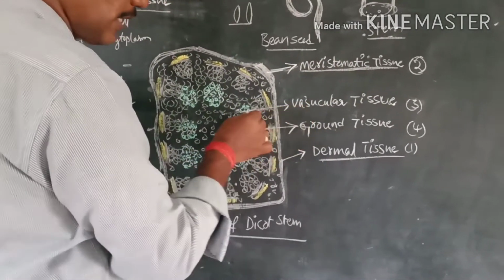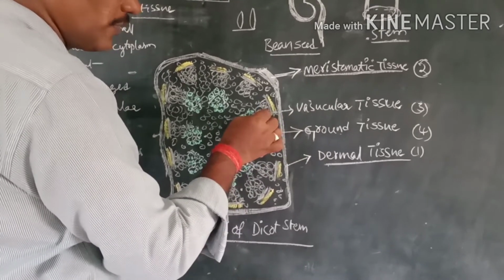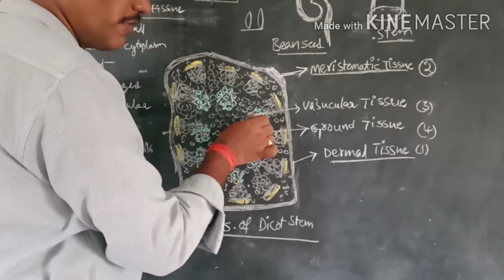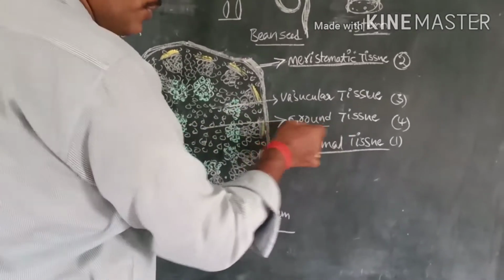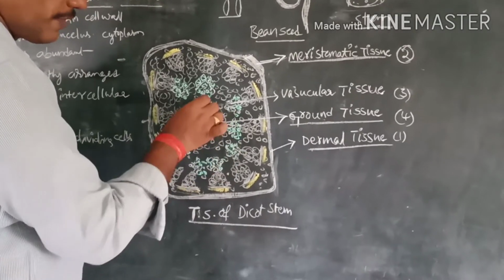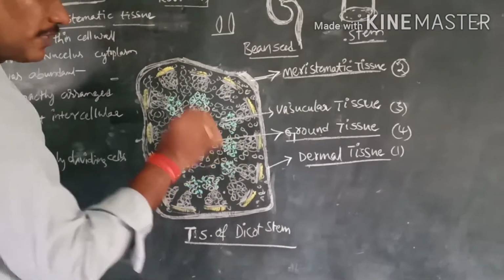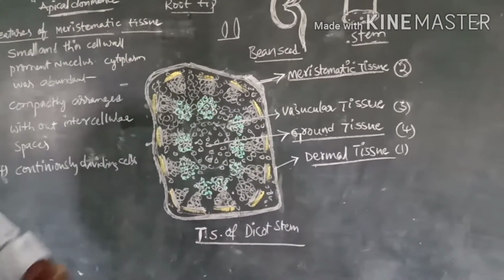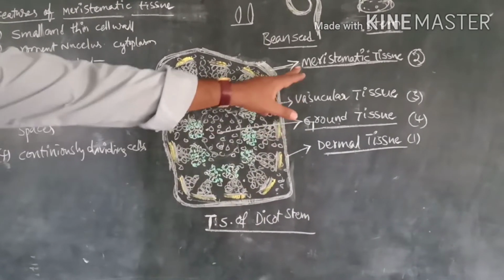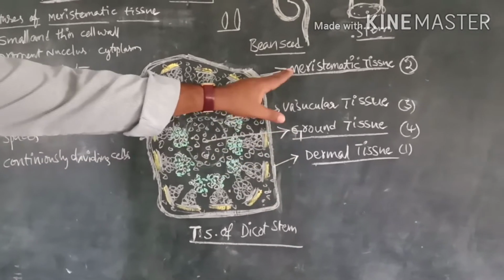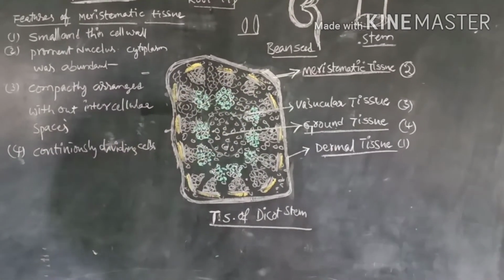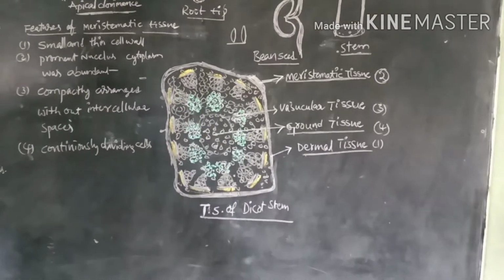And the third one is called vascular tissue, for xylem and phloem. Xylem is for water and minerals transportation, phloem is for food transportation. Ground tissue is the last one. It is abundant, mainly for the bulk and the storage of the food materials. So while we are observing the TS of dicot stem, we can observe these four types of tissues, mainly for four major kinds of functions. This is called a TS of dicot stem.